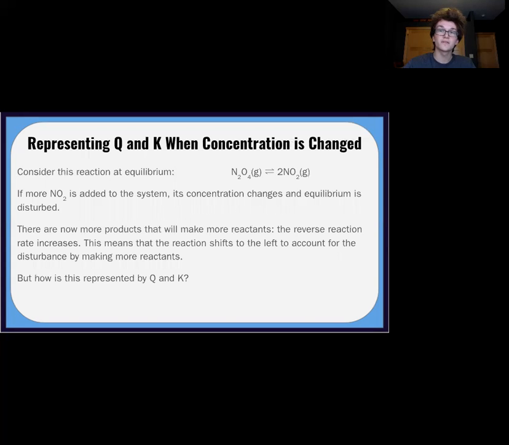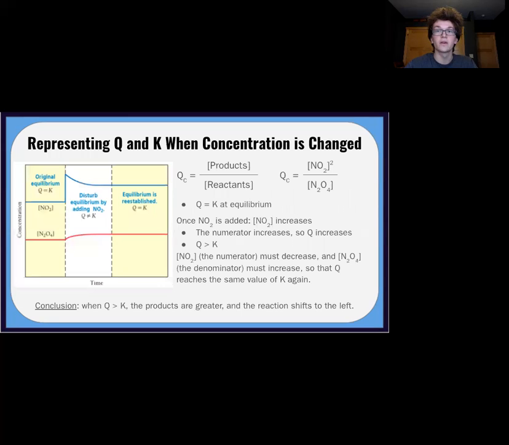Now, consider this following reaction. When the concentration of, let's say, the products is changed by adding more NO2 into the system, its concentration changes and equilibrium is disturbed. There are now more products that will make more reactants. The reverse reaction rate increases. This means that the reaction will shift to the left to account for the disturbance by making more reactants. But how is this represented by Q and K? Here's the chemical reaction expressed graphically.